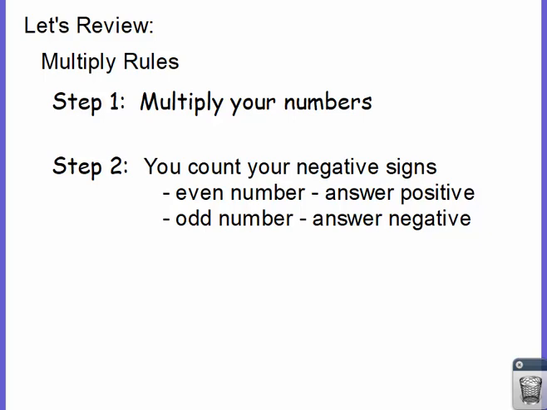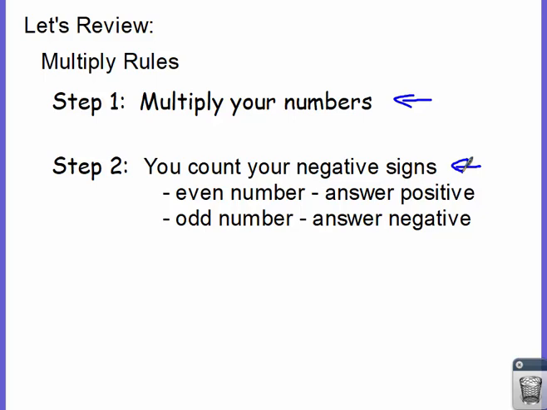So in essence, we have 2 basic rules when we're dealing with multiplying. There's 2 basic steps that I want you to understand. The first step that we're going to do is we're just going to multiply, and we don't need to pay any attention to the signs. We just multiply, and that's it. The second thing you're going to do is count your negative signs. Just the negative signs, not the positives. We don't care about the positives. We only care about negatives.